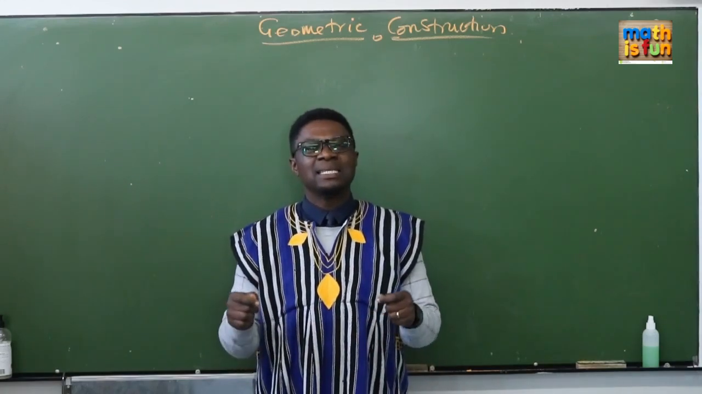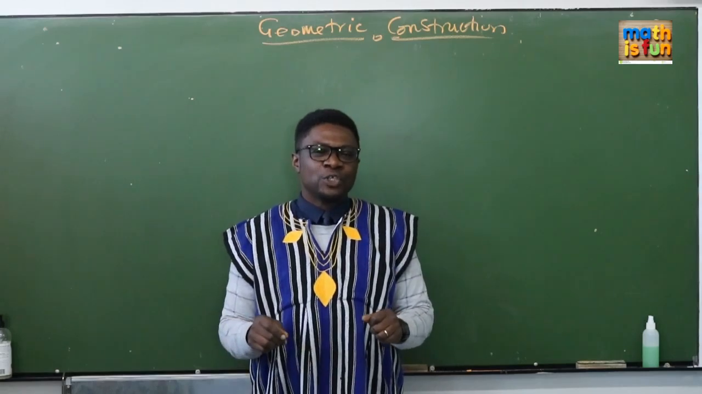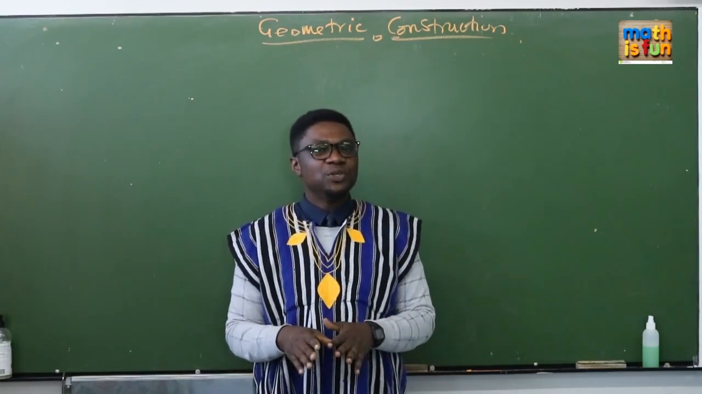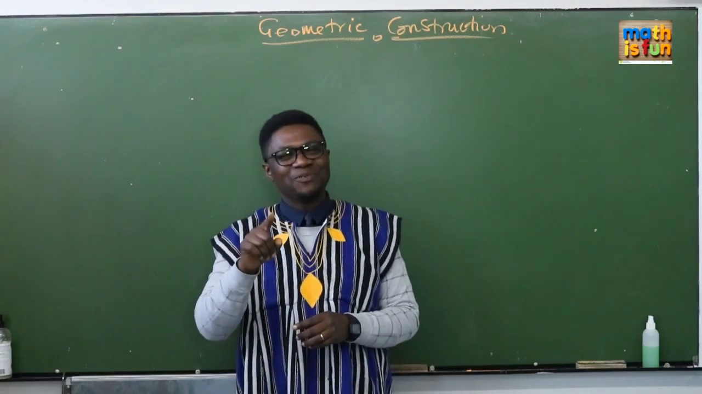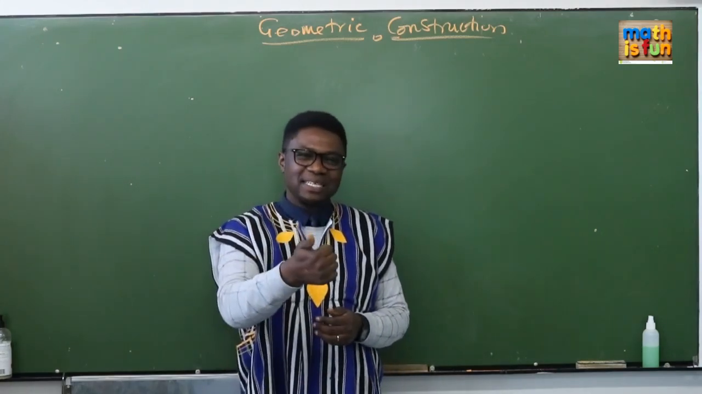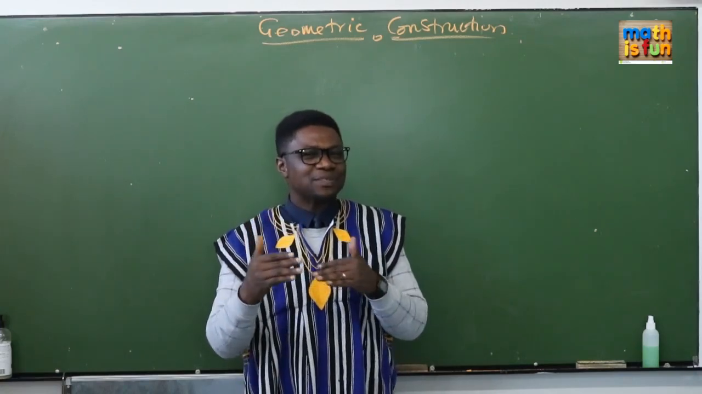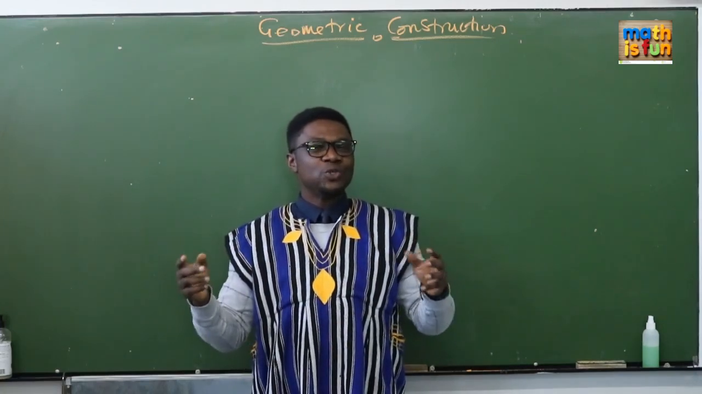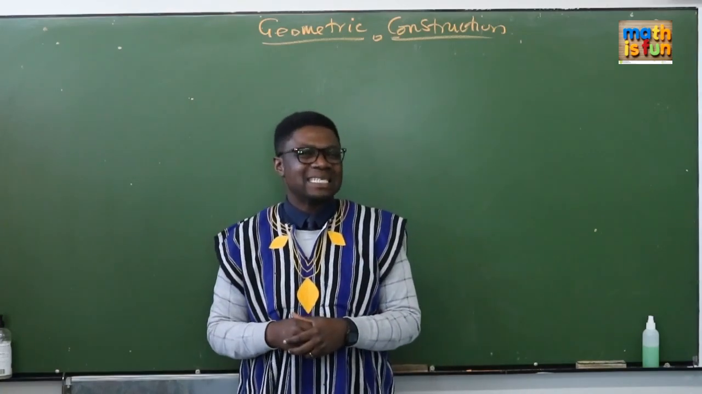a 60-degree angle. This construction is basically using a pair of compass and a ruler only. That is why we find it difficult to do as learners in grade 7, grade 8, at the early stages of construction, because we are so used to using the protractor to just tell us that that is the angle.